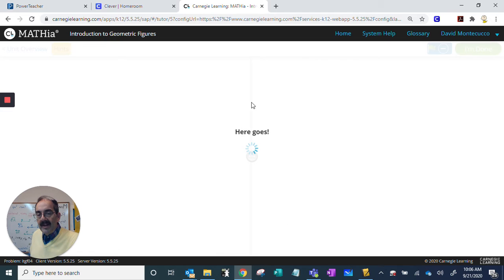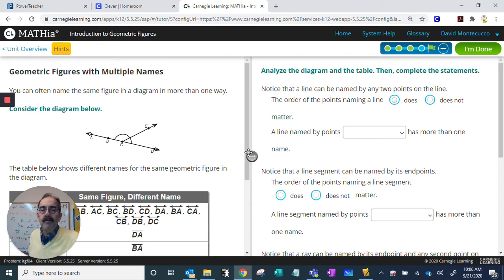If it ever locks up, just log out, log right back in. It doesn't forget where you are, okay? And depending on the time of day and how many people are on the internet, it can take a little bit of time, okay?